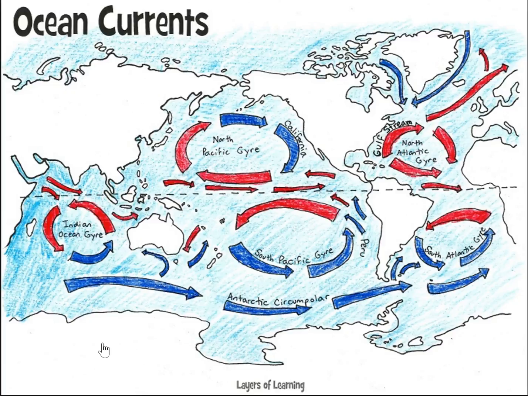Warm surface water builds up in the western Pacific Ocean along the western coast of South America. Water from deeper levels of the ocean moves up to the surface. The cold, nutrient-rich water supports large numbers of fish.